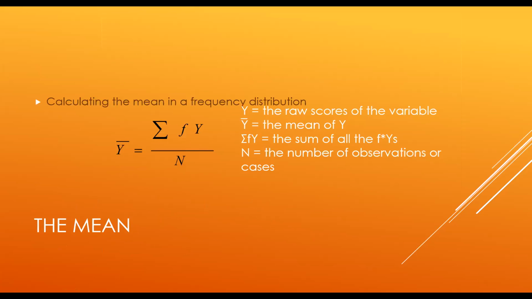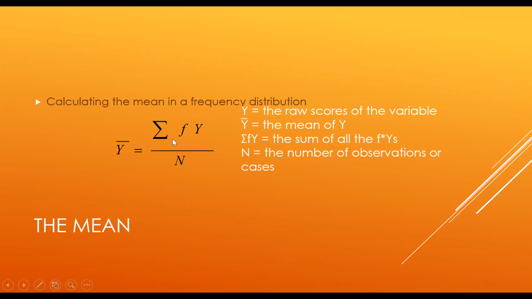When you are trying to look at the mean of a frequency distribution rather than just a data set, it's going to be a little different. So here's the notations you need to be aware of. When there's a bar on top of your Y or on top of your X, that denotes the mean, right? So it's the mean of Y or it could be the mean of X. Y here is your raw score of the variable, right? The sigma is the sum of all of it.